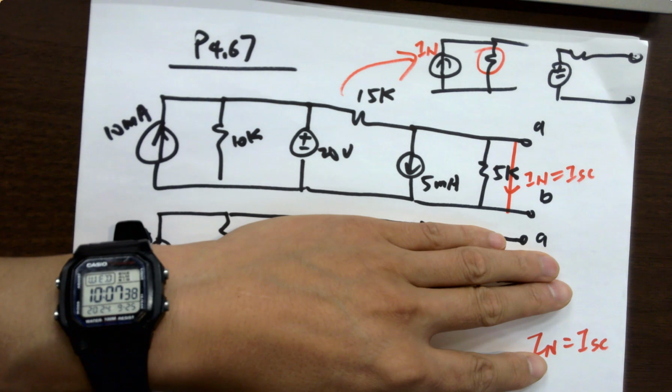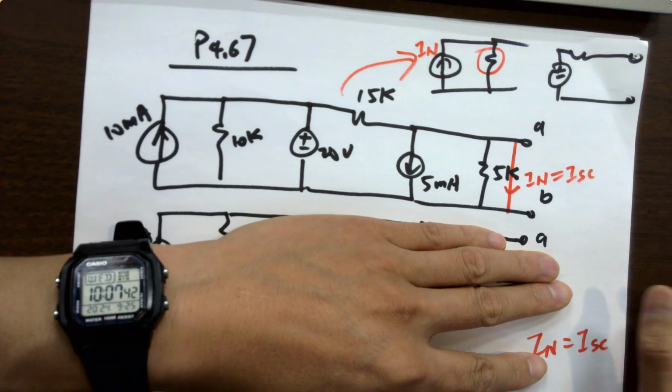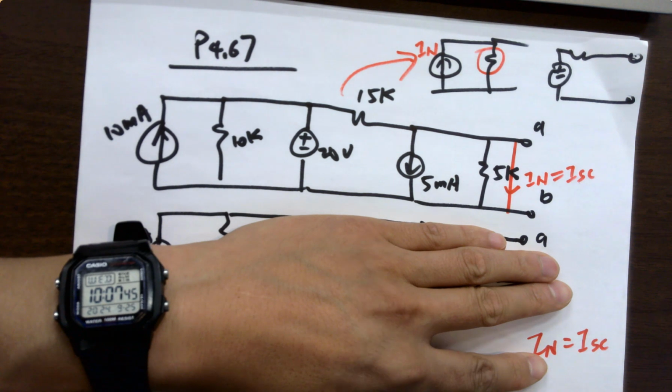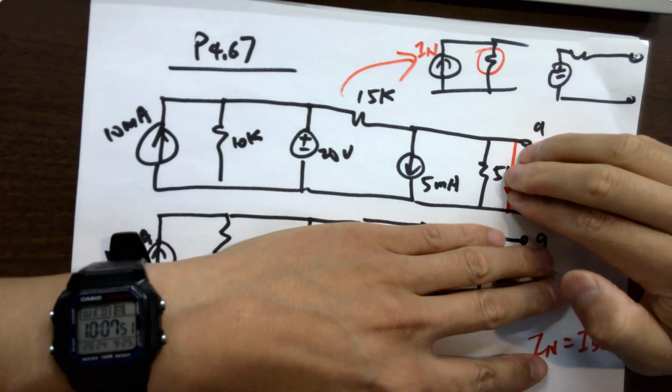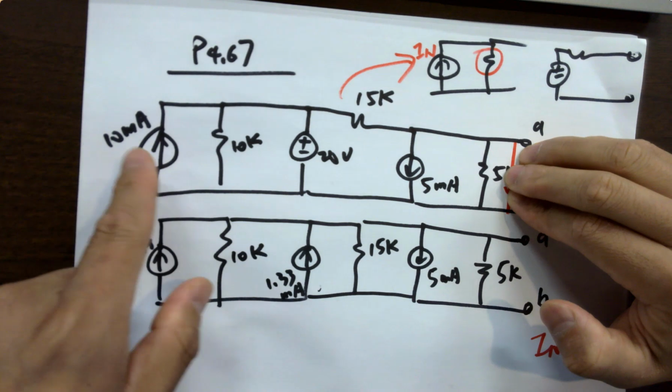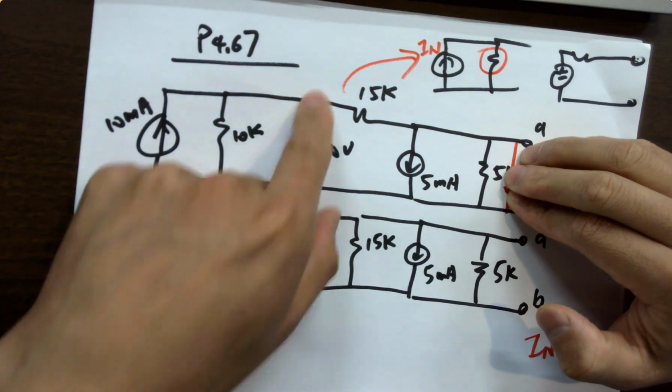That's how you do it on the textbook or in the future on any exams, okay? Got it? Just 2 steps. From here to here, 2 steps. First step, remove the load and look backwards. If it's the current source, disconnect. If it's the voltage source, short.